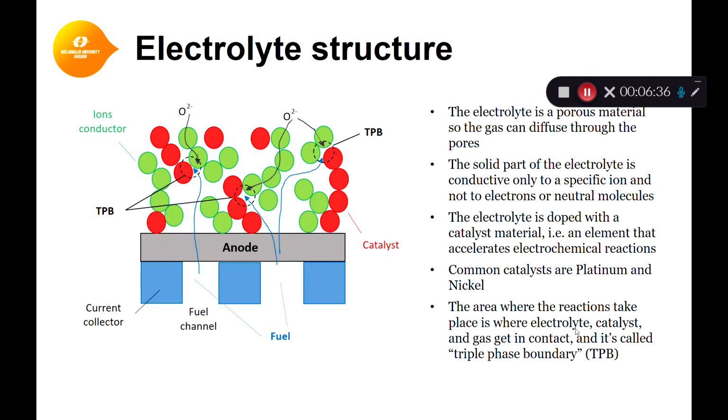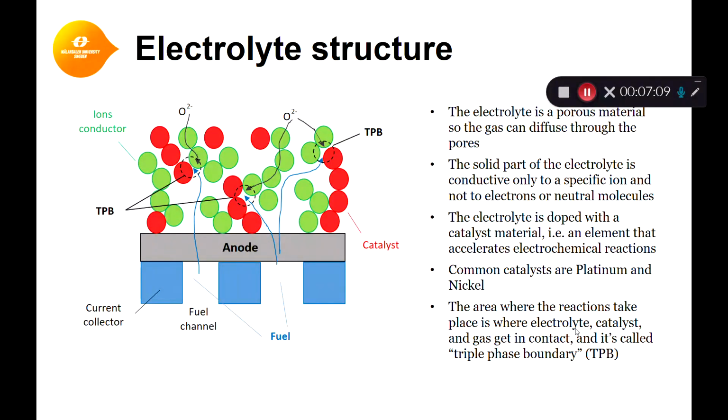We can zoom in into the electrolyte structure and take a look more in detail. The electrolyte is a porous material, so that the fuel, the gases, they can diffuse inside the pores, as is depicted in this figure. But the material itself, which is here represented with these green balls, can let only an ion pass through the solid material. In this case, the oxygen ion, O2 minus.